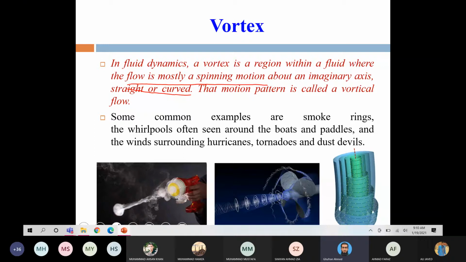So some common examples are smoke rings, the whirlpool often seen around the boats and paddles. It is just the same as one of you mentioned, the example of throwing a stone in still water and observing some circular waves. At the downstream of some boats or paddles, you will also observe these sort of phenomena. And the wind surrounding hurricanes, tornadoes, and dust devils, etc.